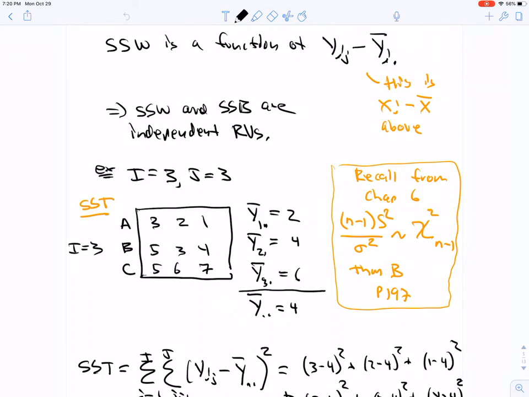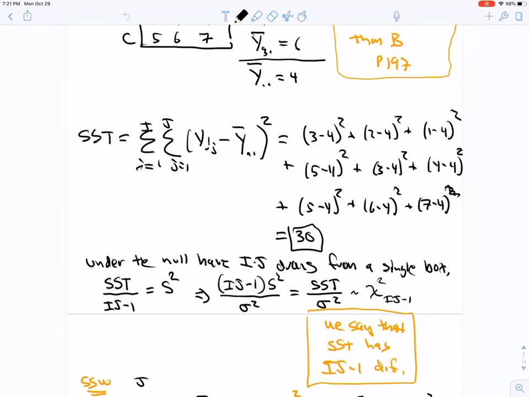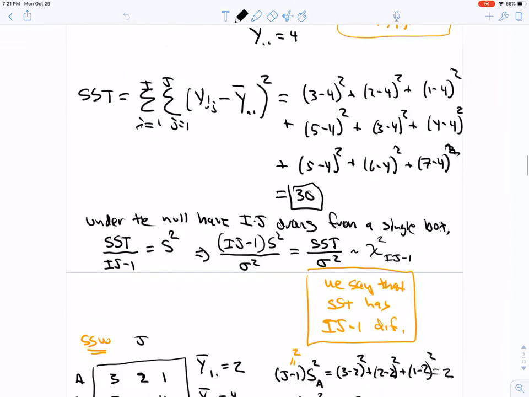I just want to recall from chapter 6 that n-1 times the sample variance over sigma squared is a chi-squared with n-1 degrees of freedom. And the SST in this case is the sum over all i's and j's of Yij minus the total mean squared. And so you get 9 terms, and the sum of the SST is 30.